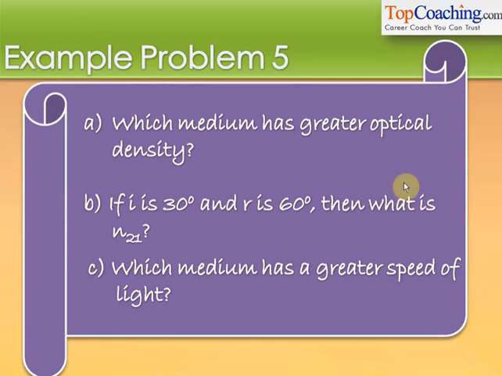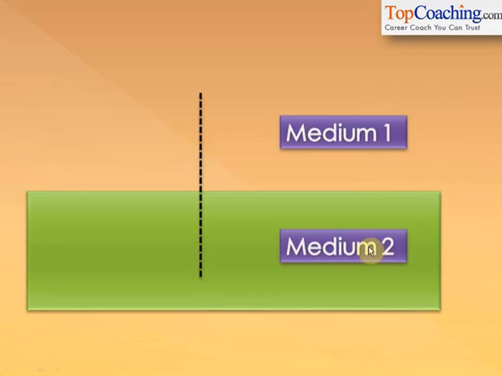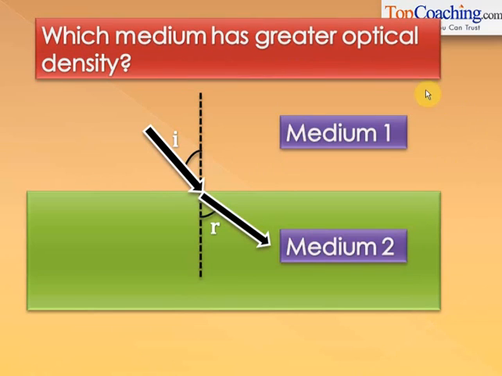So many questions. At first glance, this question sounds bamboozling. But then when we draw the diagram and look at each part, we can understand the question easily. This is medium 1, this is medium 2. The ray of light is entering medium 2 from medium 1. The first part says, which medium has greater optical density?